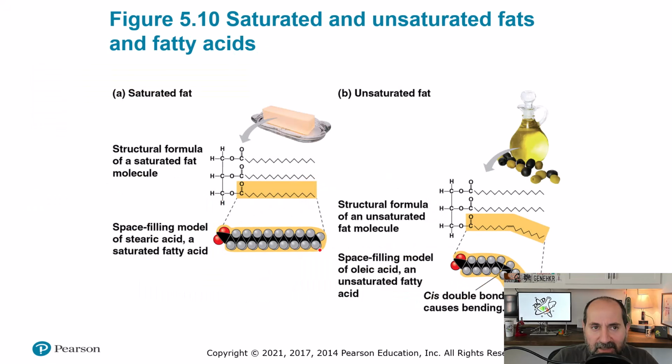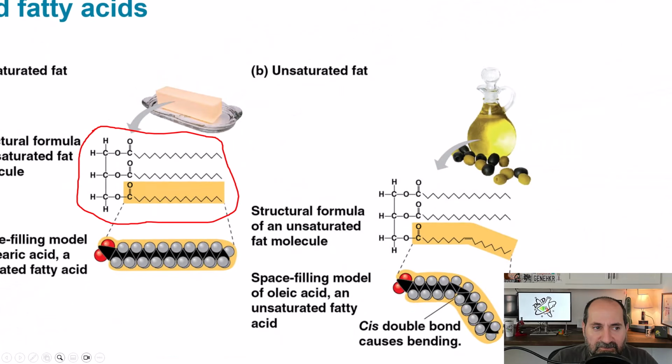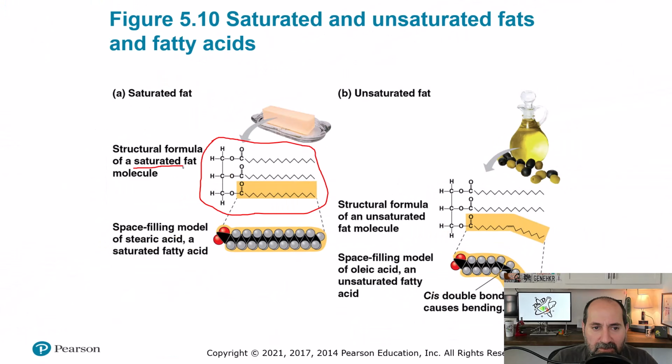Now, hopping back to this slide, now we know that this is a fat, okay? Now, I'm going to ask you something. Look at the tails. You see these tails here? You see how there's only single bonds in the tail? And all 3 tails have only single bonds? Well, that's how I know it's a saturated fat, okay? A saturated fat only has single bonds in the fatty acid tails here.